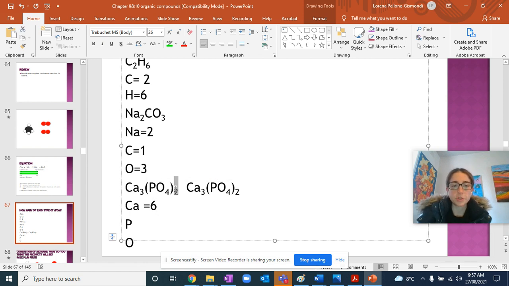Phosphorus, you've got 2, because again, this is a bracket, so you're multiplying. This is saying you have 2 PO4s. So you've got 2 phosphorus, and then you have 2 over here, so that's 4 phosphorus altogether. And then the oxygen you've got 8, because you have 2 lots of the 4, and 8 here, so you've got 16. And this is what it looks like in a balanced chemical equation.